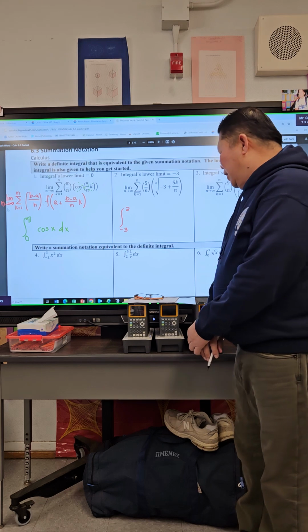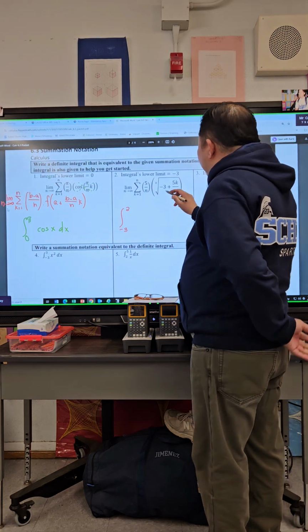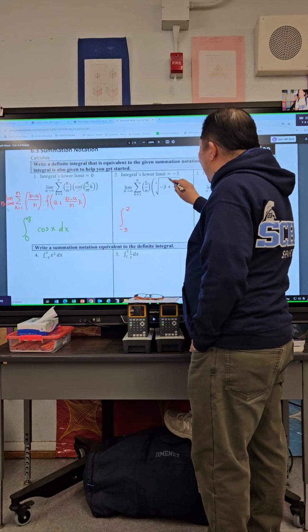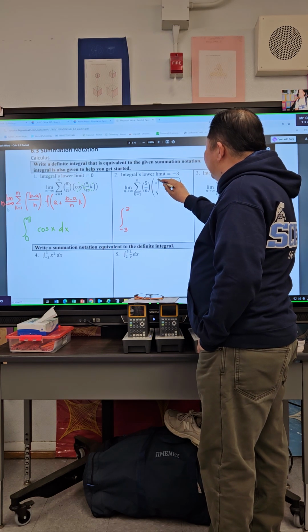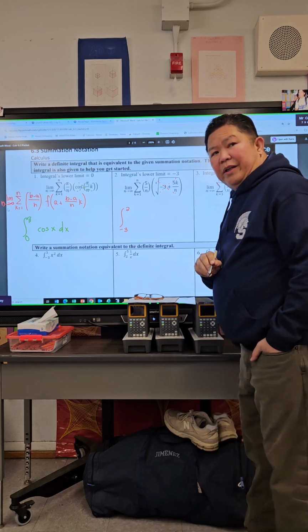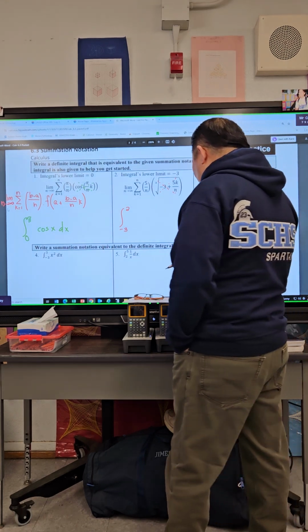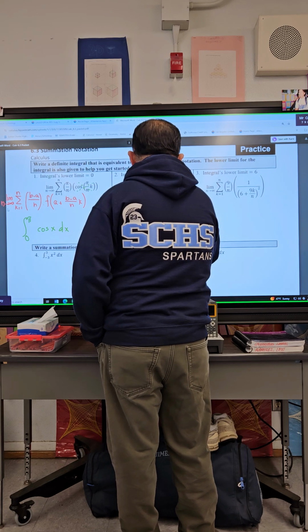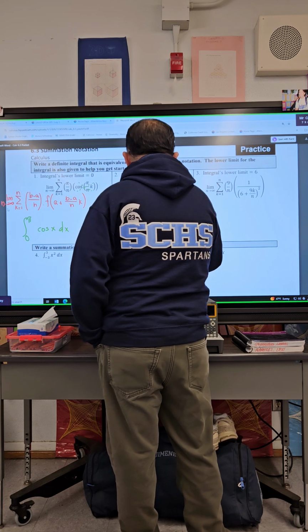Okay, but it says right here cube root. So this is our imaginary x. Do you get me? Okay. So which means the integral of the cube root of x dx.